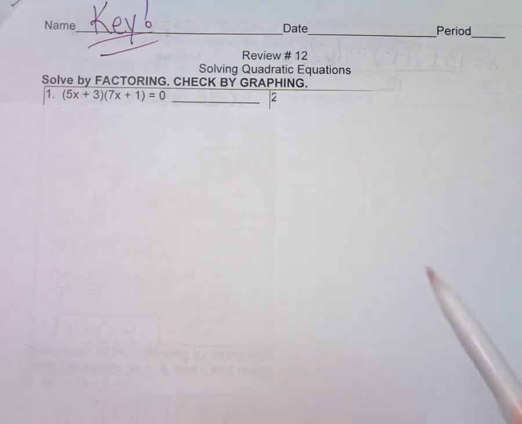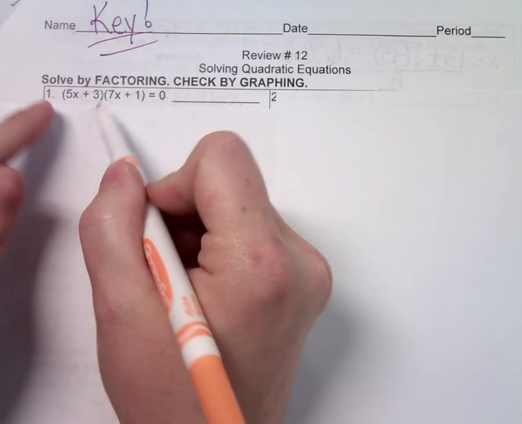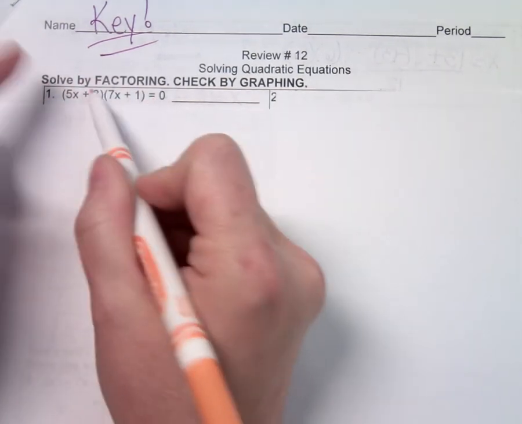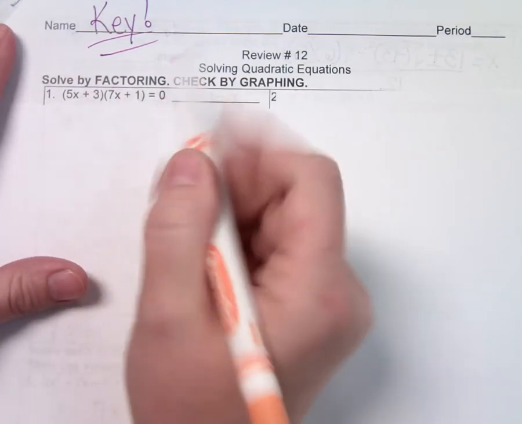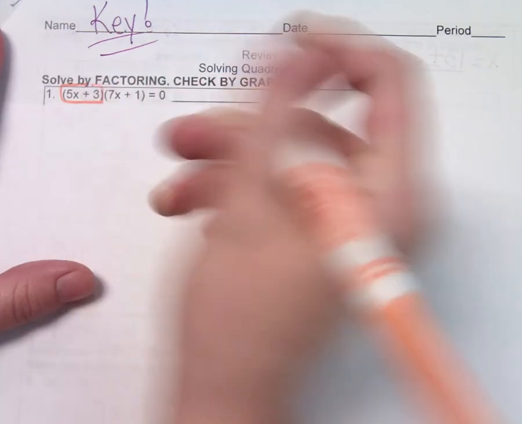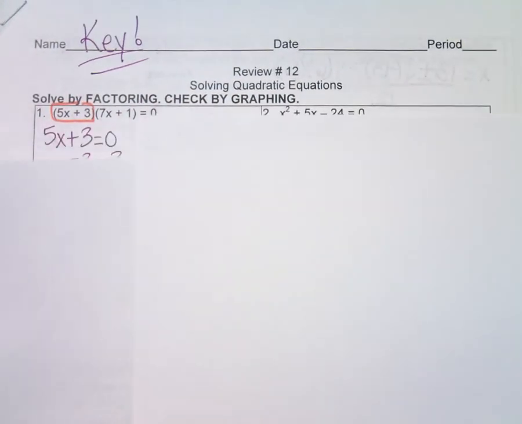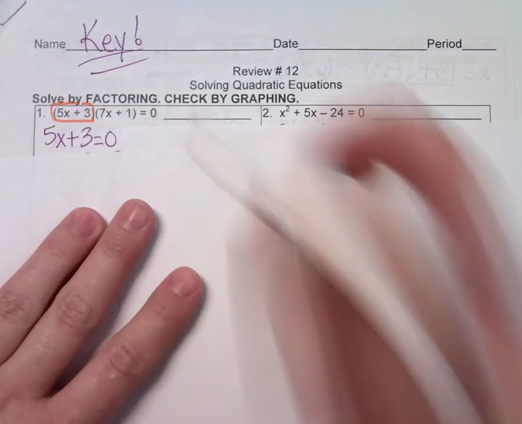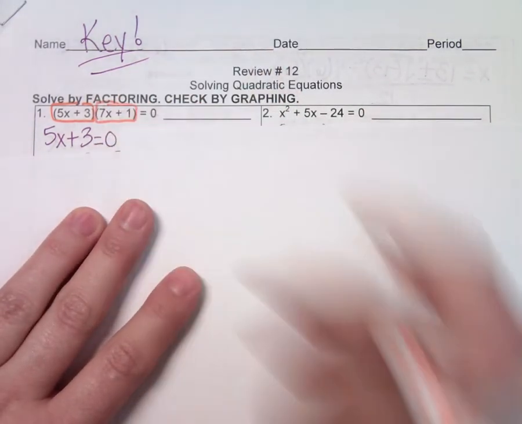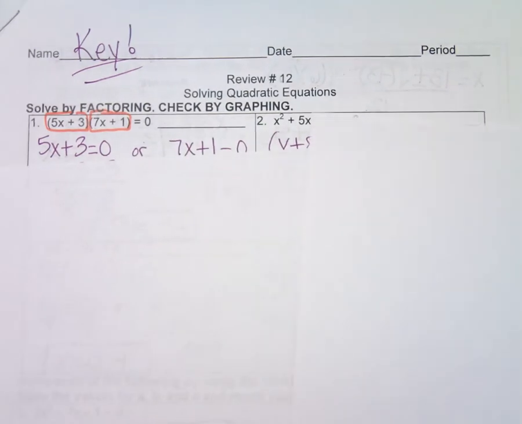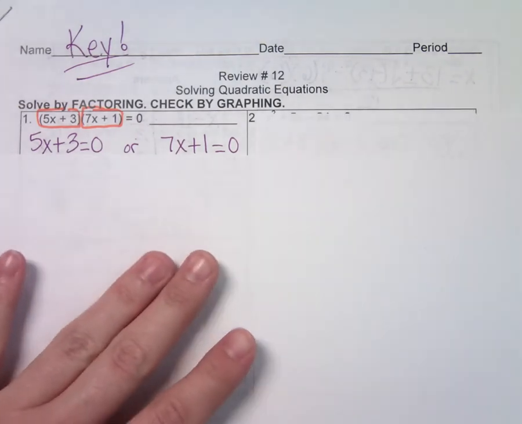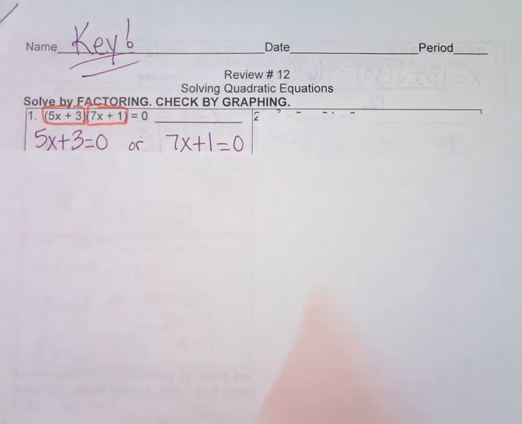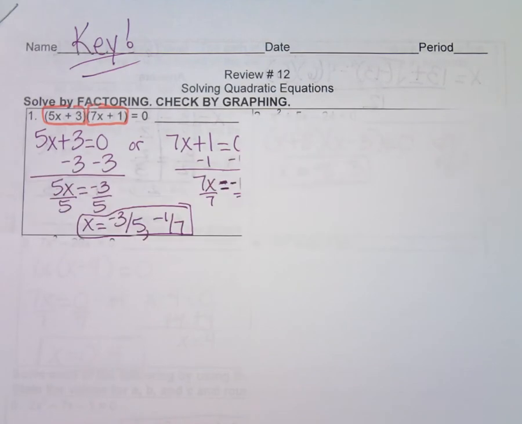This first problem is already factored for us because I see something times something, and I know that those are factors when they're getting multiplied together. And if the two things multiply to give me 0, then either the first thing, 5x plus 3, equals 0, or the second thing in parentheses, 7x plus 1, equals 0. So as long as your problem is already factored, then we're ready to set up our two equations. And it's just the first factor set equal to 0, and it's the second factor set equal to 0. And then I just solve those two equations. And this is what you would get.